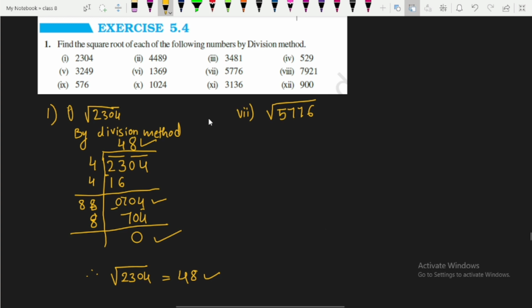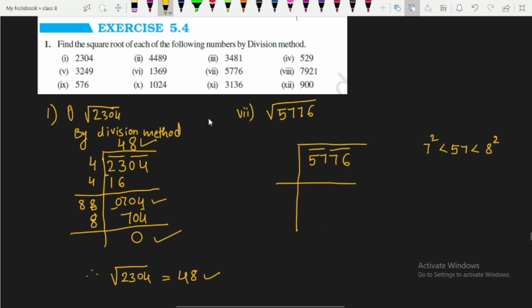For example, now I am going to take the square root of 5776. To find the square root of this by the division method, draw the line here and write 5776. First step is you have to put the bar from the unit place for two numbers, and again two numbers. If it is one number also, you have to put the bar for that. Now 57 is a number. It lies between which two perfect square numbers? That is 7 square and 8 square, right?